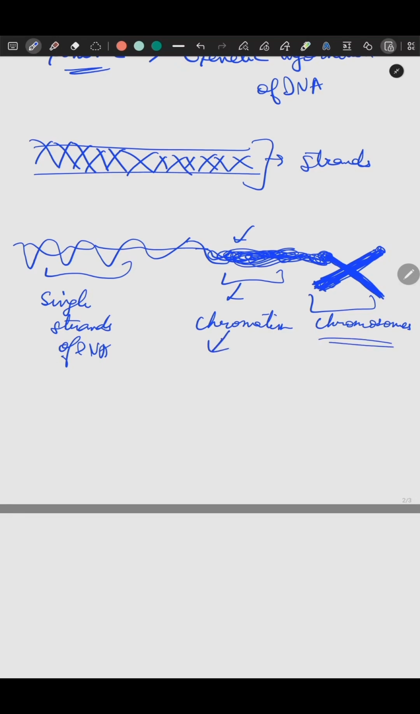How is chromatin formed? Chromatin is formed when the proteins plus some DNA strands combine together. This is the final stage before the cell divides.